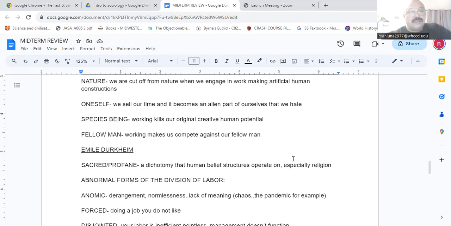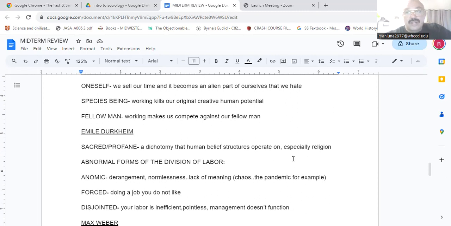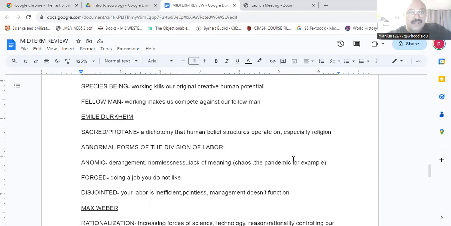We are alienated from ourself. We sell our time and it becomes an alien part of ourselves that we hate. Weekends are used to escape. You daydream during work. You do things to blow off steam from not liking your job. You put off traveling towards retirement. Species being, our original creative human potential.